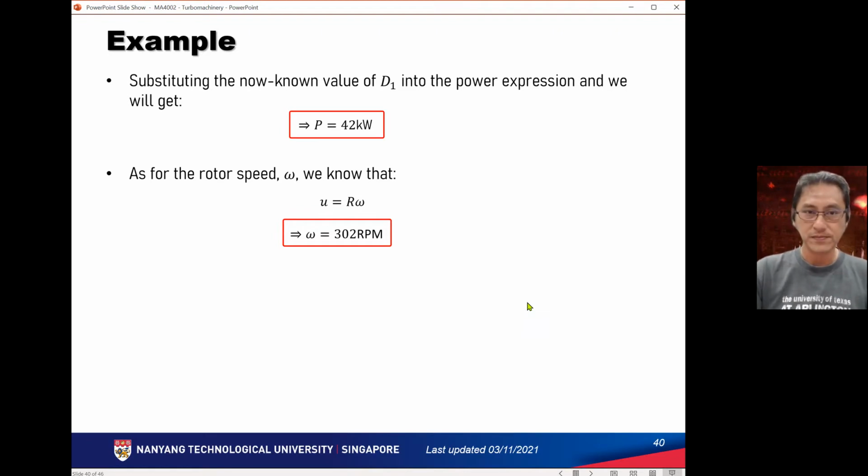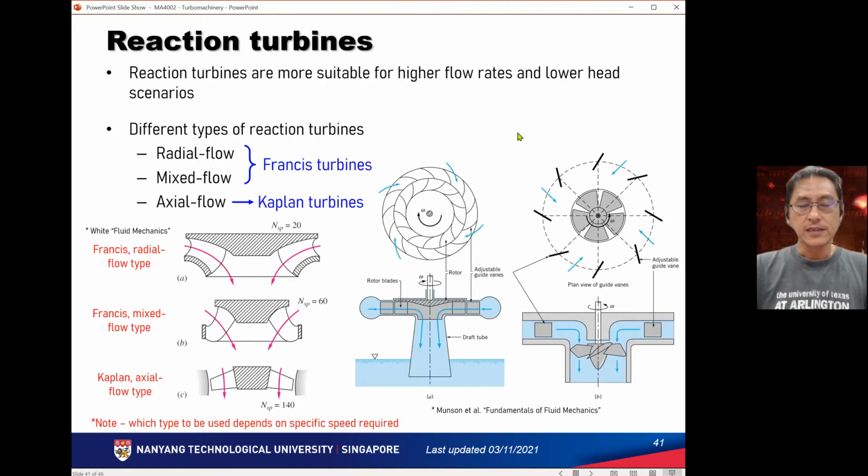Relatively straightforward. Now, we've talked about impulse turbines, and now let's move on to reaction turbines.